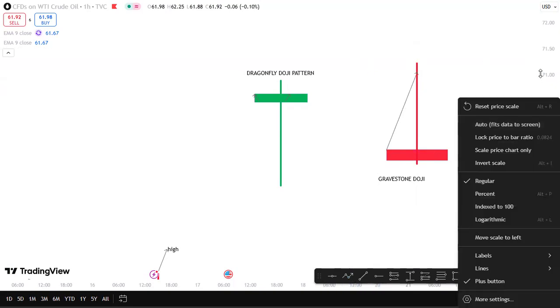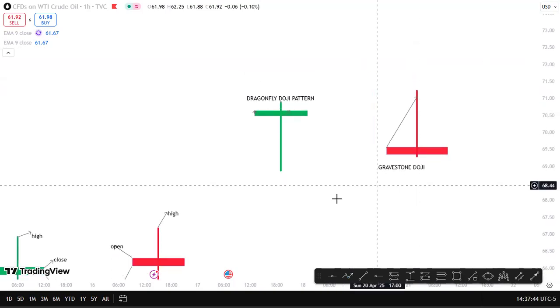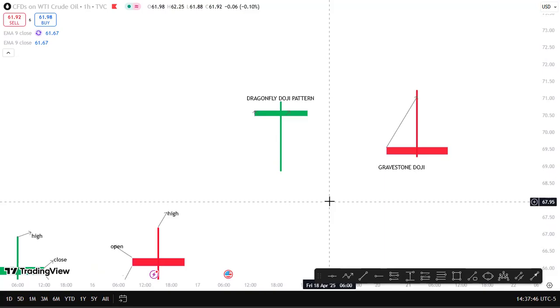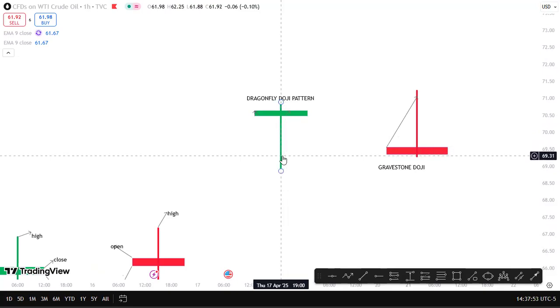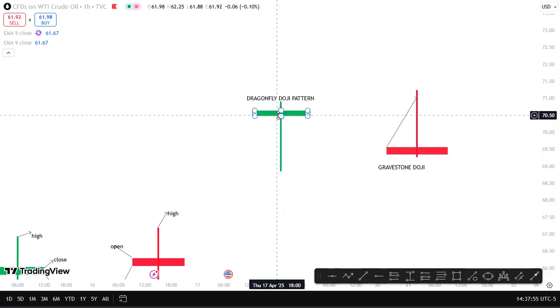So same thing with the Dragonfly Doji. For it to be characterized as a Dragonfly Doji, it has to have this long lower wick. And mind you, when this Dragonfly Doji pattern happens at the bottom of a downtrend, it signifies that buyers are now in charge of the market and there's a possible reversal. So if the price was coming down and this Dragonfly Doji pattern forms, there's a high possibility that the market will start pulling up. That means it will start reversing from down and it might start pulling up.